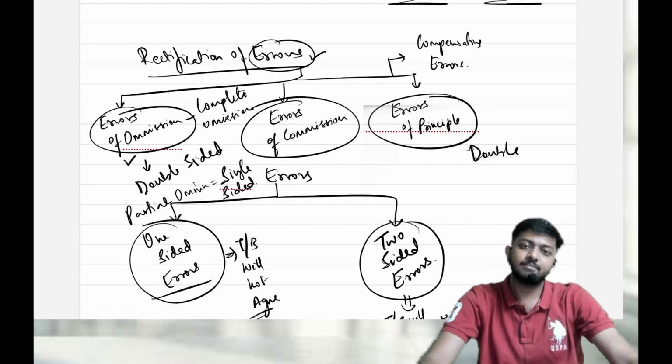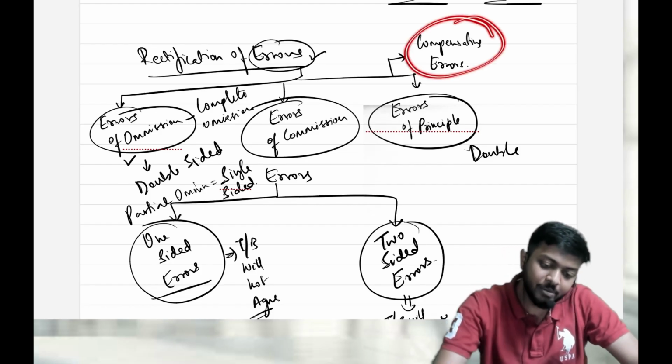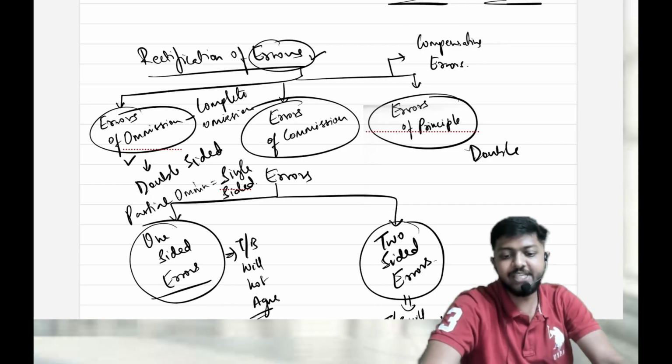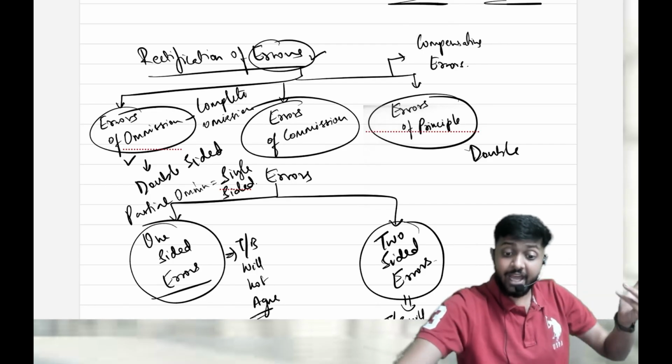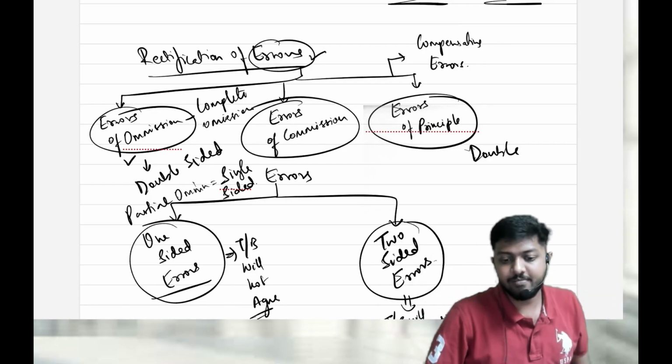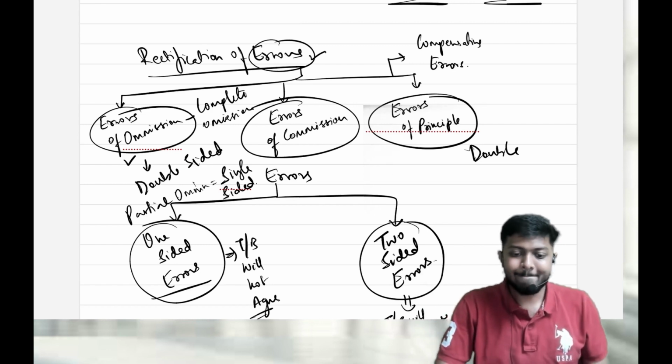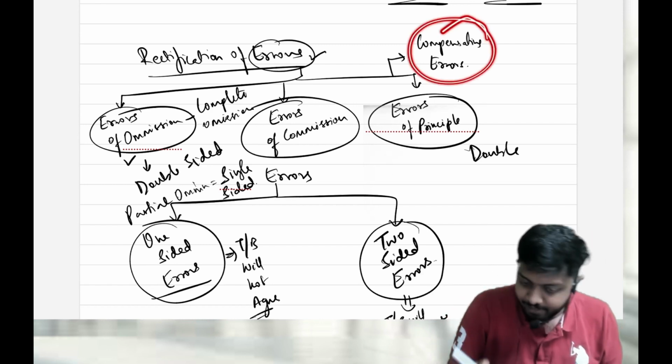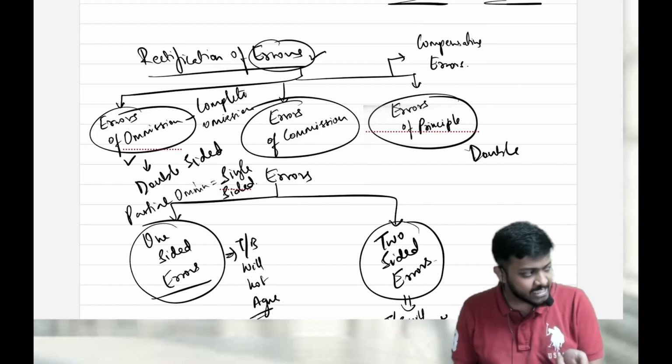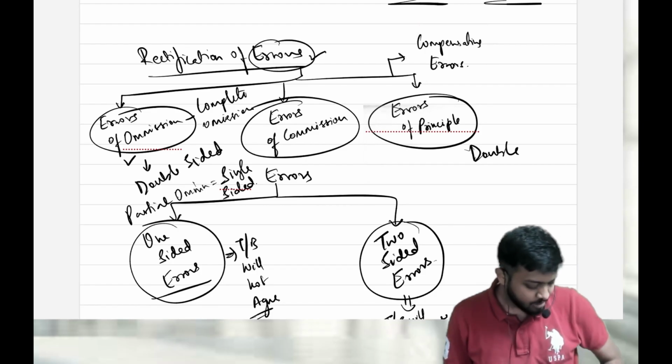All of you understood? There is one more kind of error called compensating error. What is compensating error? Compensating error means one error compensates another error. You will understand compensating errors better when we discuss the next part. Okay, let's discuss the next part and come back to it.